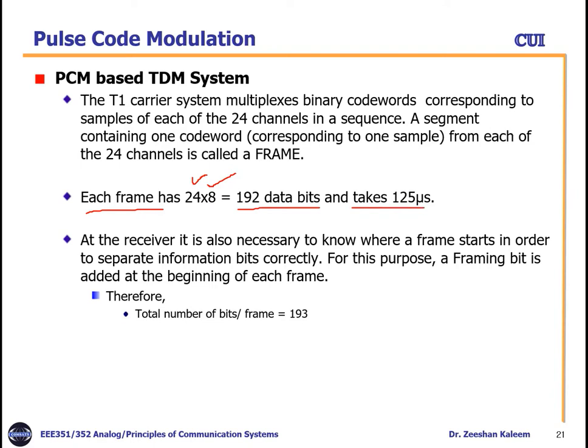So at the receiver, there is a problem. How do we know that the next frame has started? It is necessary to know where the frame starts in order to separate the information bits. We add an additional bit, which is called a framing bit, at the beginning of each frame. So there will be a total of 193 bits instead of 192. For each frame there will be one additional bit transmitted.